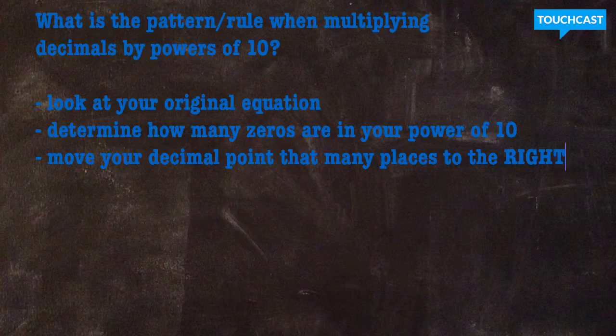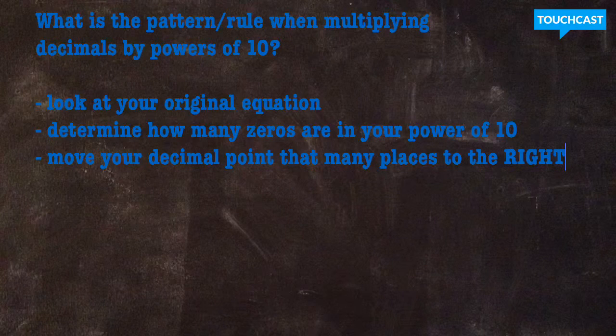So let's take a second and review what is the pattern or rule when multiplying decimals by powers of 10. You always have the option of doing standard multiplication, but this is now a trick that you can use. If you look at your original equation, you can look at your power of 10 number and determine how many zeros are in that power of 10, and then simply move your decimal point that many places to the right.